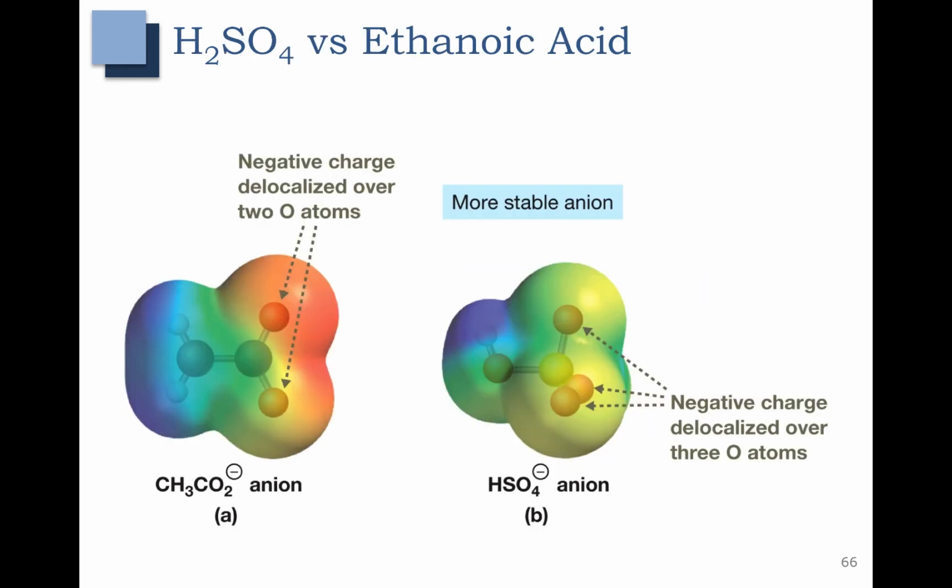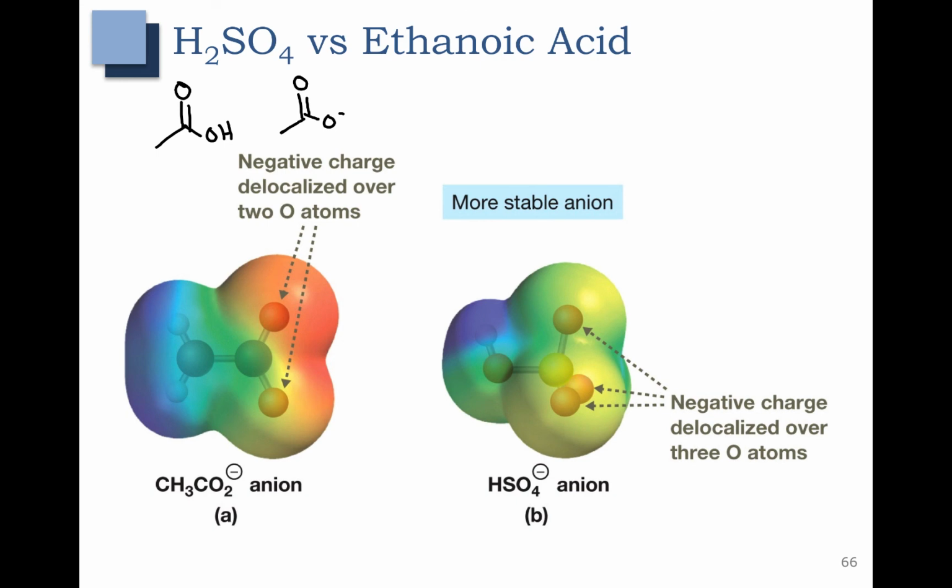You can see the same effect when you compare sulfuric acid to ethanoic acid. Ethanoic acid, I'll draw out here, and when it is deprotonated, you get a negative charge on the oxygen. So here we have the electrostatic potential map of this molecule here, the deprotonated form of ethanoic acid. Notice that the negative charge is stabilized or delocalized over 2 atoms.